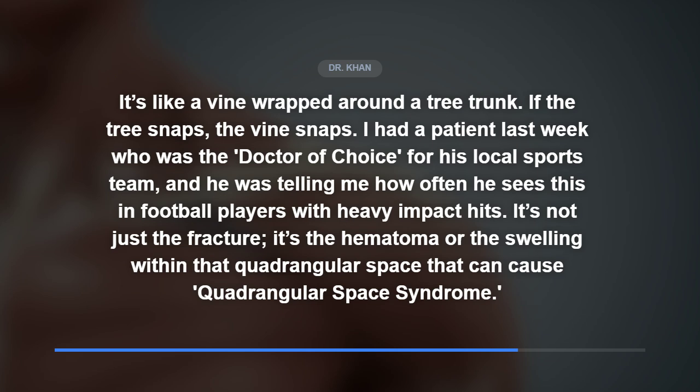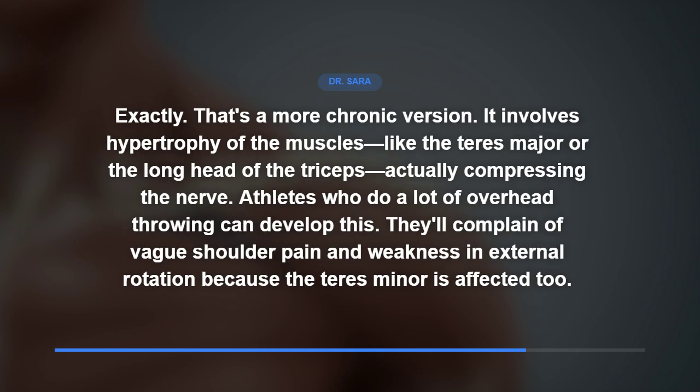It's not just the fracture, it's the hematoma or the swelling within that quadrangular space that can cause quadrangular space syndrome. Exactly. That's a more chronic version. It involves hypertrophy of the muscles, like the teres major or the long head of the triceps, actually compressing the nerve. Athletes who do a lot of overhead throwing can develop this. They'll complain of vague shoulder pain and weakness in external rotation because the teres minor is affected too.